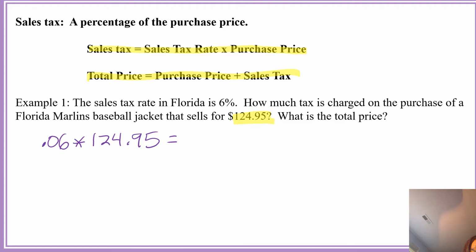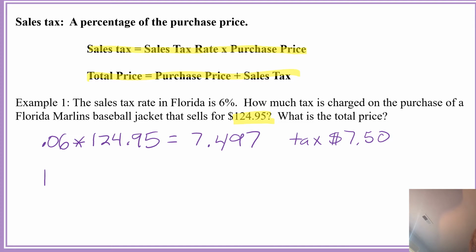0.06 times, so we're going to put this in our calculator, 0.06 times 124.95. And I get $7.49 and 7/10 of a penny. Well, I can't use that 7/10, so I'm going to have to round it. So it's going to round up. So the sales tax charged is going to be $7.50, rounding it up from 49.